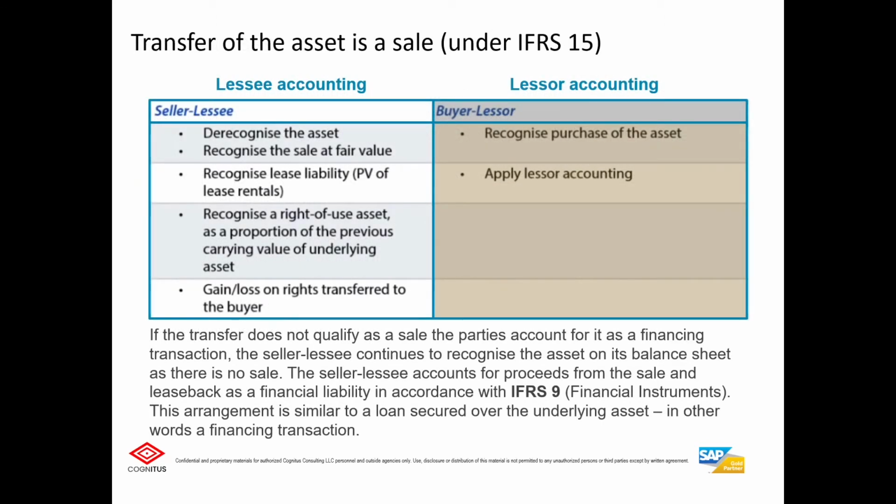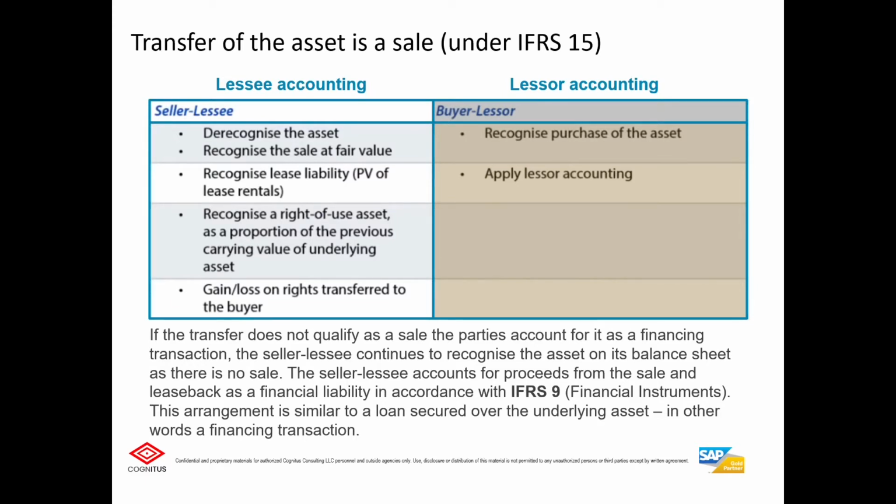So the accounting treatment will depend on whether or not the transfer qualifies as a sale. Based on our example, Hamilton Airline Company uses the asset but has sold it to Cognitus Capital Company at fair value. Therefore, the transfer qualifies as a sale according to the guidance on satisfying a performance obligation under IFRS 15. Thus, we need to follow the new rules.